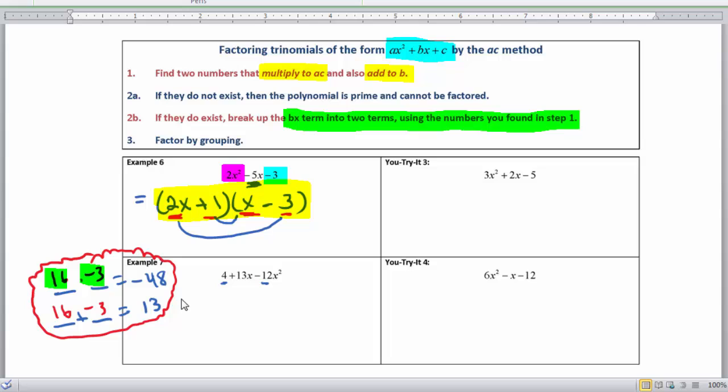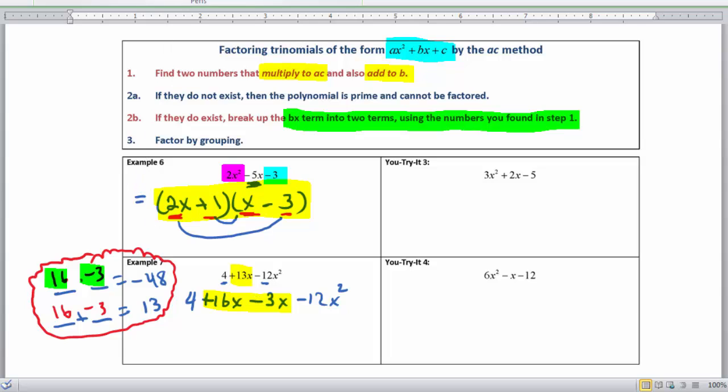So what I'm going to do is rewrite this thing as 4 plus 16x minus 3x minus 12x squared. Right? And again, I didn't mention this at the beginning, and I should have. This polynomial is written in reverse order. It's not written as ax squared plus bx plus c. It's actually written as c plus bx plus ax squared. Right? So it's still the same process, though. The same process works. So all I did here was rewrite 13x as 16x minus 3x.